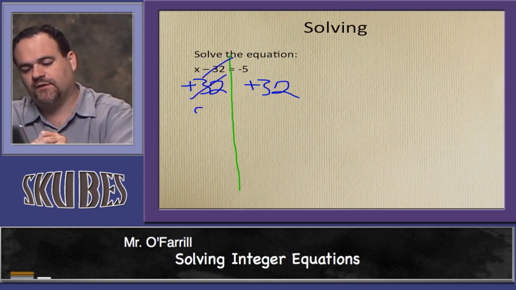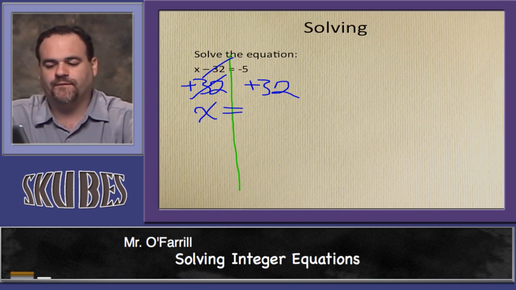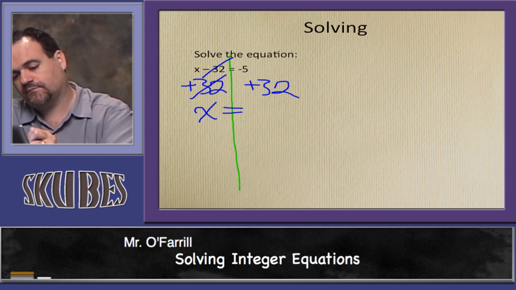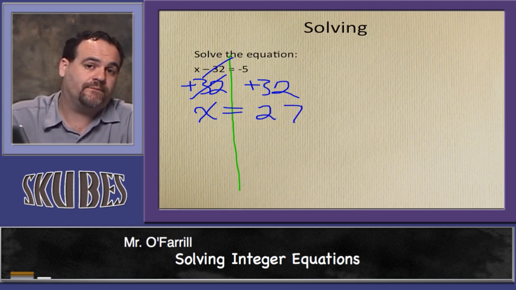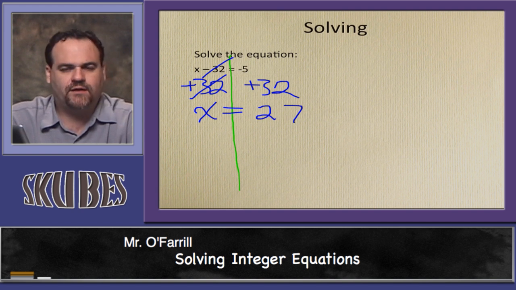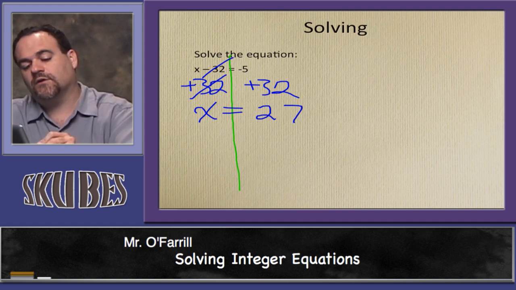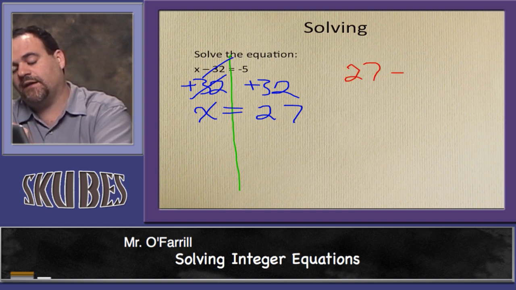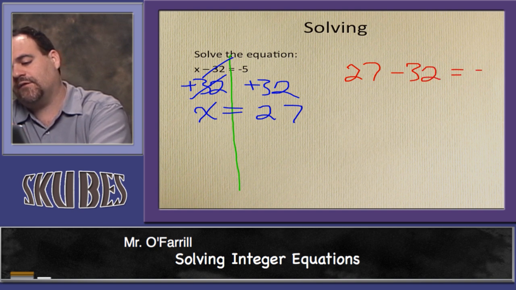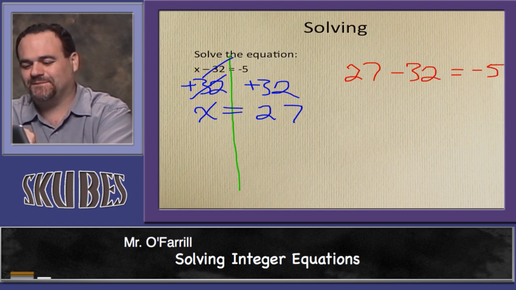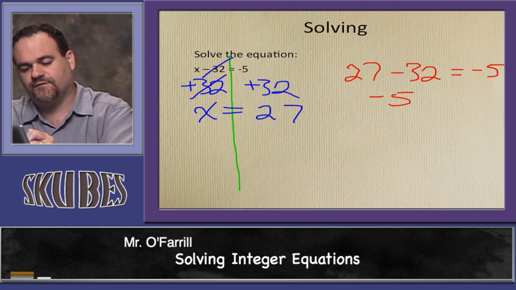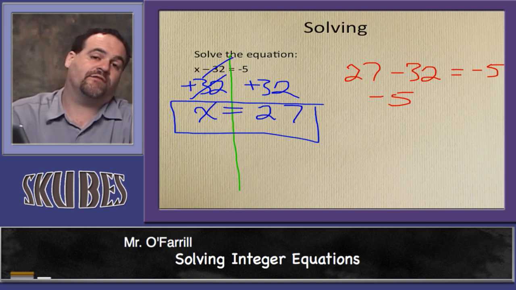And anything I do on the left side, I have to do the exact same thing on the right side. These two eliminate each other, giving you x equals negative 5 plus 32, which is 27. I think that's the right answer, but it's always a good idea to check. I'm saying that 27 minus 32 is negative 5. And you know what? It is. So again, as a nice visual clue, I'm going to box up my final answer.